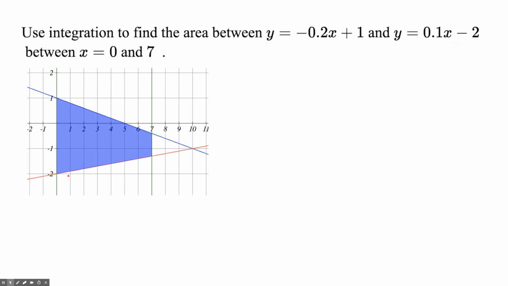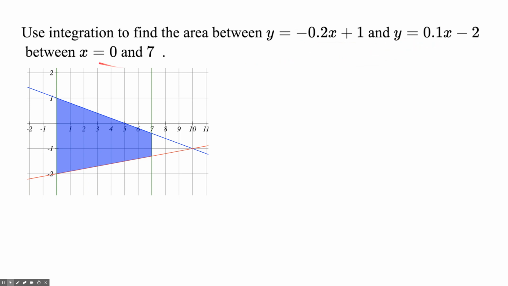bottom. Now, in this case, it's relatively easy to see that the blue line with the negative slope is the function on top. And so we see here that this is the function that has the negative slope. So this is the upper function, so to speak. And so this one has to be the lower function.